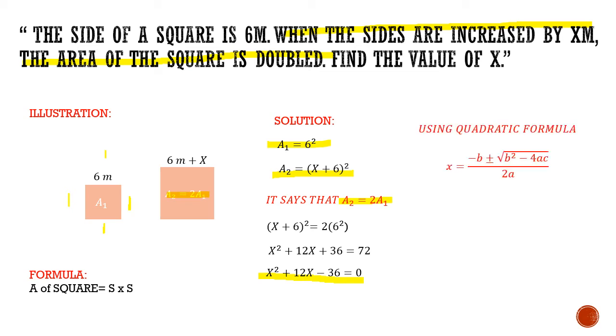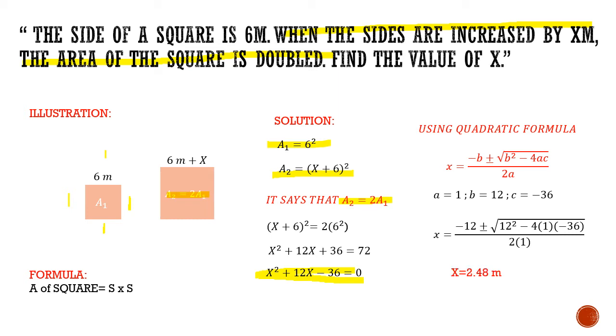Using quadratic formula na may formulang x is equal to negative b plus minus square root of b squared minus 4ac over 2a. So, kunin natin yung a, b, and c. Sa a, we have 1. Sa b, we have 12. And c, we have negative 36. Galing siya dito sa x squared plus 12x minus 36. Upon plugging it in to the quadratic formula, we'll get x as 2.48 meters. Ayun yung value ng x natin ngayon.